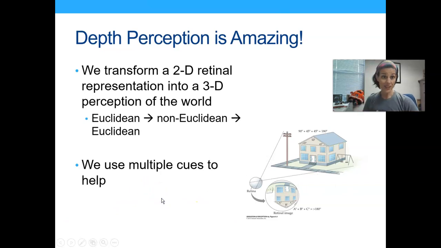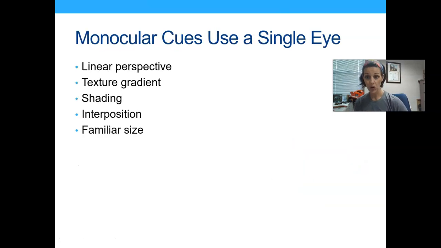So let's talk about some of the different ways that we use cues to help us figure out the world. We have what are called monocular depth cues. These are cues that only need a good working single eyeball. So you can judge depth and distance using only a single eye. We're going to go through examples of each of these in greater detail: linear perspective, texture gradient, which is different from texture segmentation to find boundaries, shading, interposition, and familiar size.